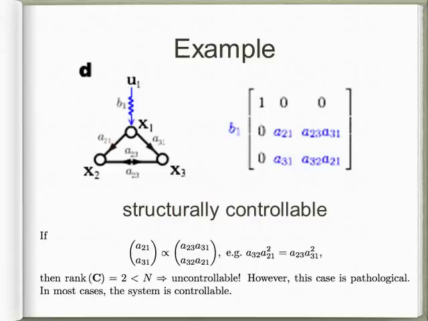The system parameters have to satisfy a particular constraint, and that constraint is very hard to achieve if you assume that system parameters are independent. This is really the key point of structural control theory. Okay. Does this make sense?